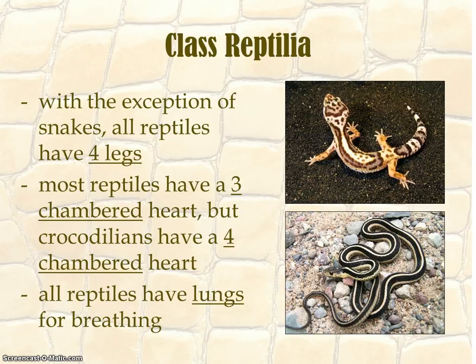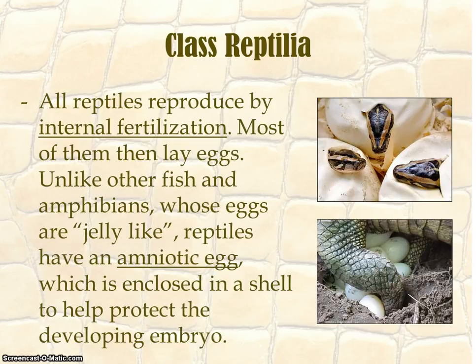So your geckos, your basic lizards, your bearded dragons, they have three-chambered hearts. Your snakes have three-chambered hearts, but your crocodiles are going to be the only order of reptiles that have a four-chambered heart. All reptiles have lungs for breathing air. They have internal fertilization. So after internal fertilization occurs, they will lay their eggs. Most of the time they will bury those eggs for protection and for warmth as well, but for protection.